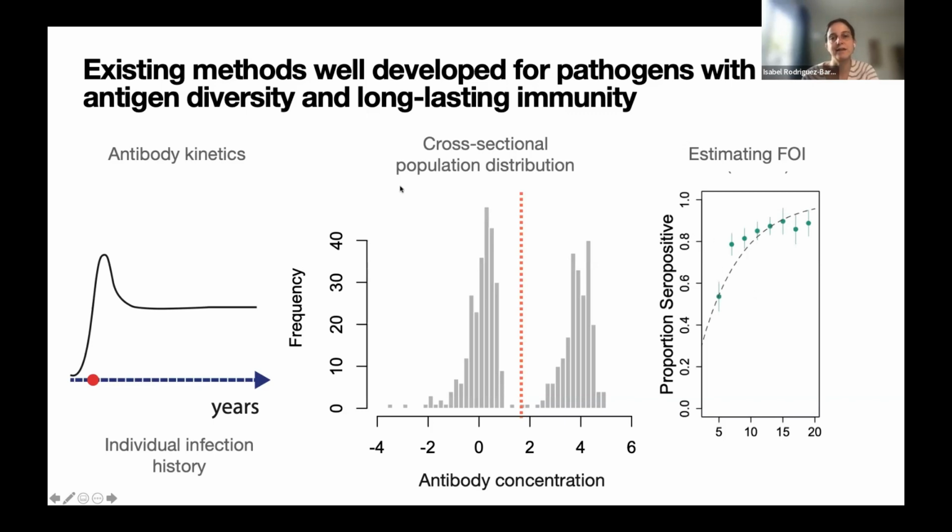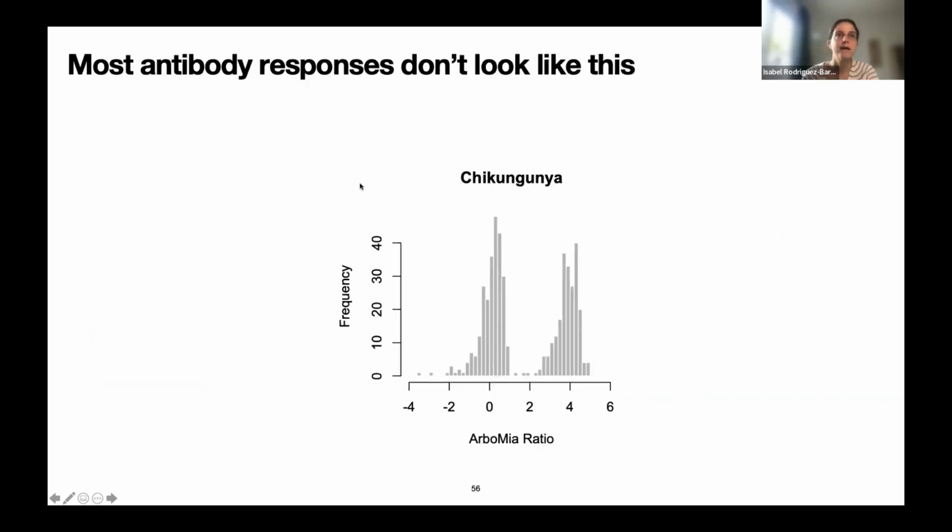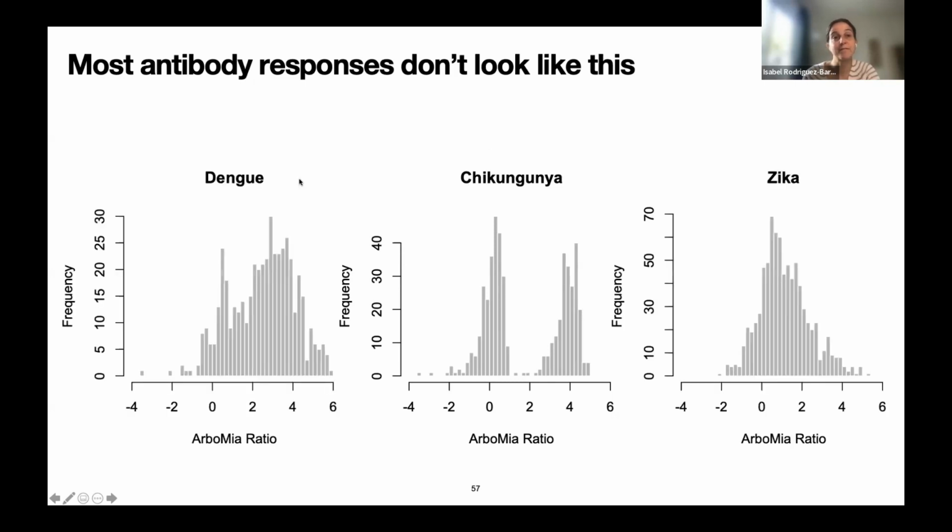But the truth is that the story is much more complicated for antigenically diverse pathogens, and most antibody responses don't look like this. This was actually an example for chikungunya, which is one of the best behaved pathogens and assays that I know of. But if you look at dengue or at Zika, this is what the distributions of MFIs look like when you do a cross-sectional survey, let's say using the Luminex assay I mentioned before. So it's not really possible to establish a nice cutoff, and any cutoff that you establish will come at a trade-off between sensitivity and specificity.